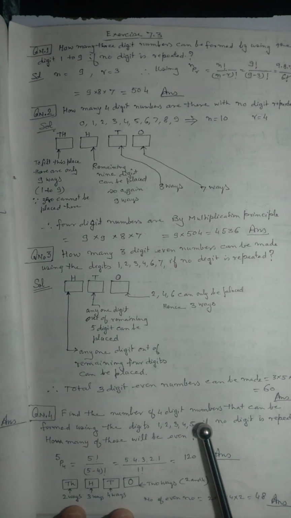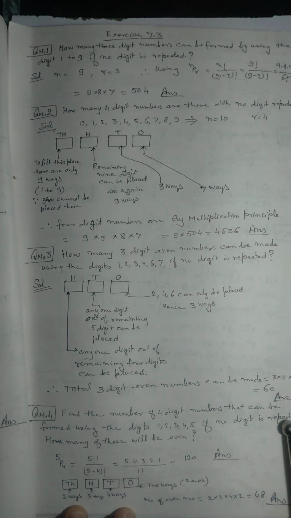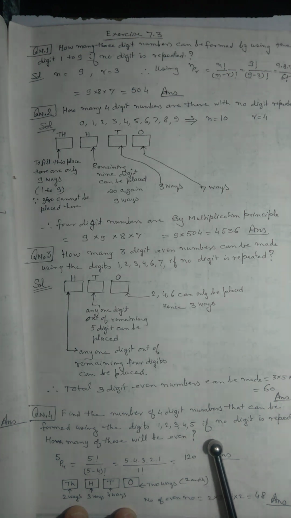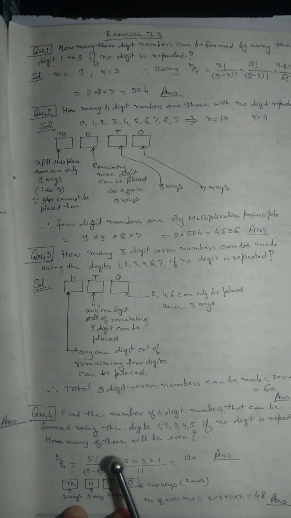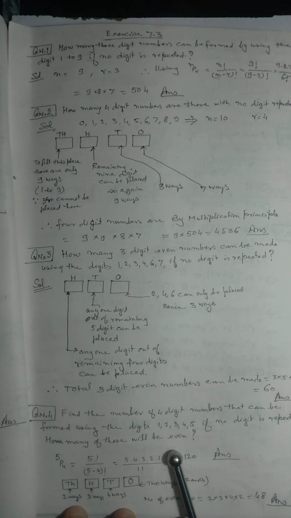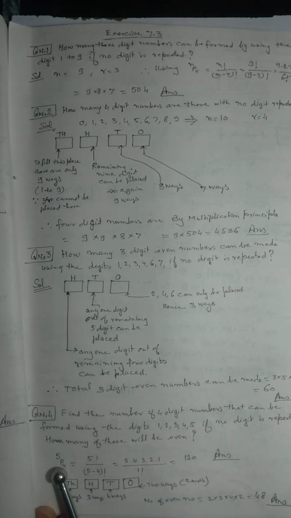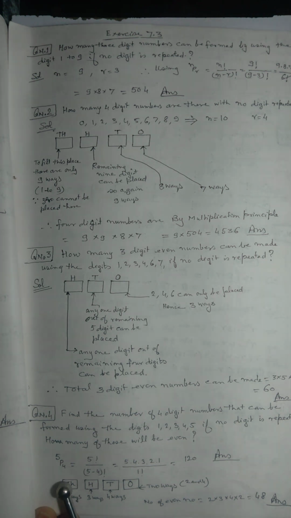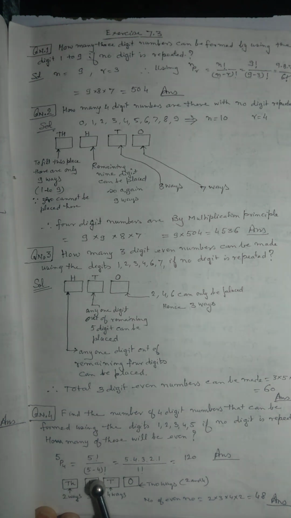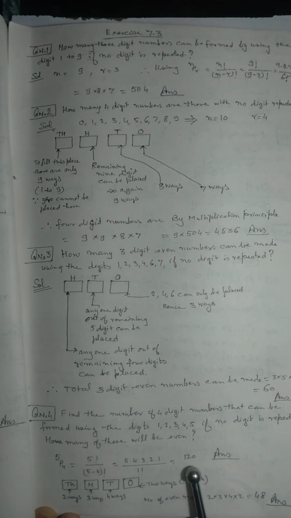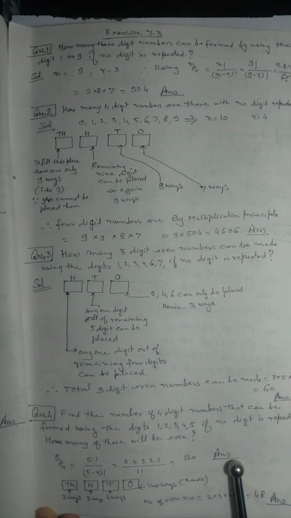Find the number of 4-digit numbers that can be formed using the digits 1, 2, 3, 4, 5 if no digit is repeated. How many of these will be even? 2 क्वेश्चन पूछा है इसमें. पहले तो 4 डिजिट के नंबर तैयार करने हैं. लेट अस सी 5P4, तो 5 फैक्टोरियल अपॉन 5 minus 4 factorial, it will be equal to 5 into 4 into 3 into 2 into 1, and it will be equal to 120. This will be the first answer of the question.